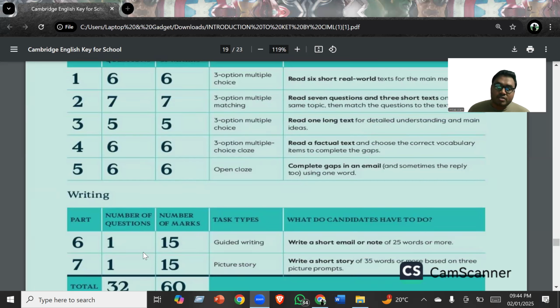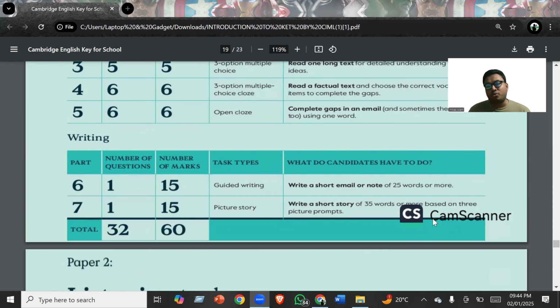As far as the writing is concerned, numbers 6 and 7 are dedicated to the writing part. Part 6 will be a short note or email, and you have to write 25 words or more. Coming to part 7, it will also be writing, and it will be a picture story. You have to write a short story of 35 words or more.